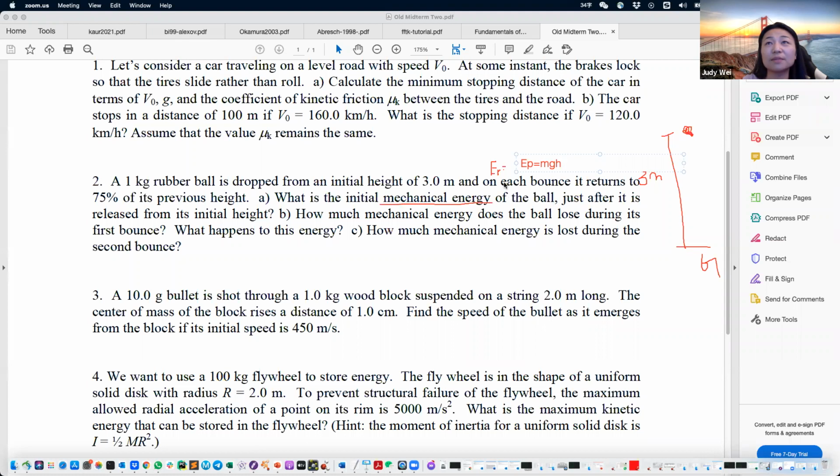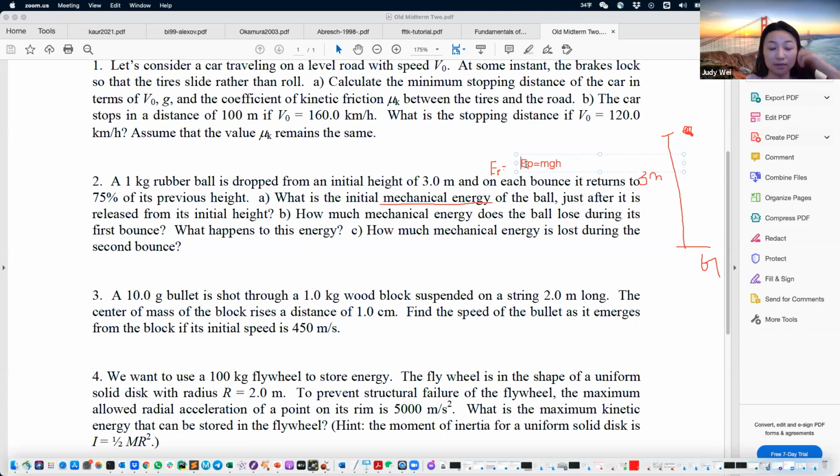Because the ball is just released, it hasn't dropped yet. The potential energy always uses the ground as the baseline, and then we measure the height. So just put the values in here. m is 1 kilogram, g is, okay, here it didn't give you g, but you can use 9.8 or 10. If you don't know which one, you can ask your professor. It doesn't make any difference. And h is 3 meters.